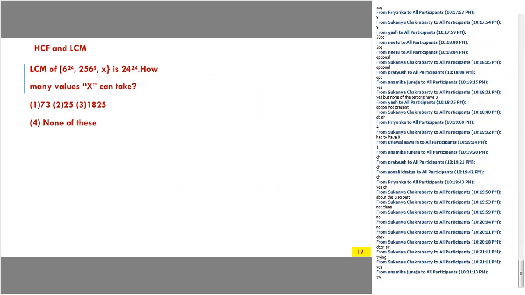Now what is 6 power 24? It is 2 power 24 times 3 power 24. Clear?